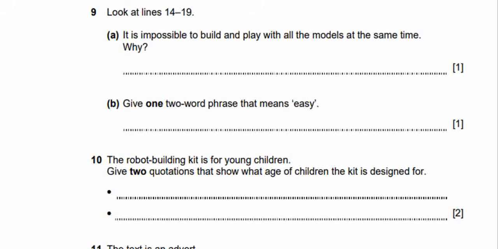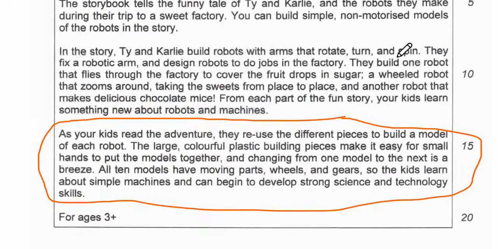Let's check line 14 till 19. Alright, this is lines 14 till 19. It is impossible to build and play with all the models at the same time because the parts must be reused, so they have to reuse the different pieces to build a model of each robot.